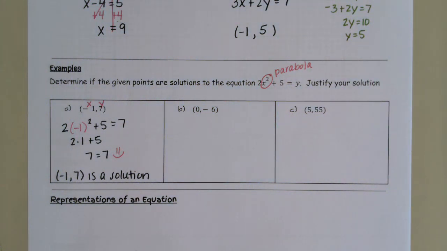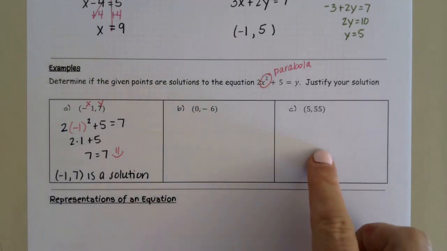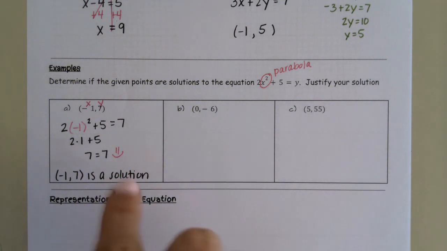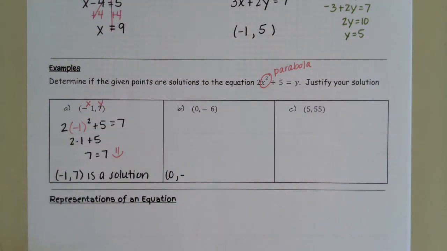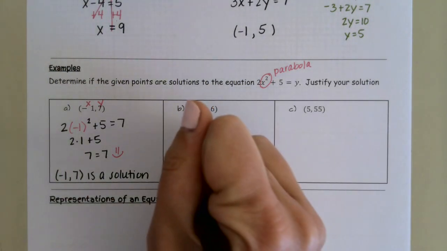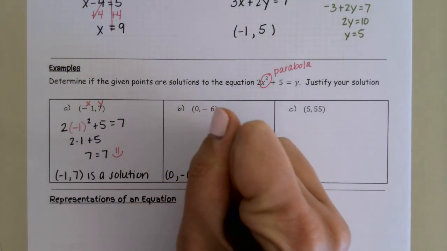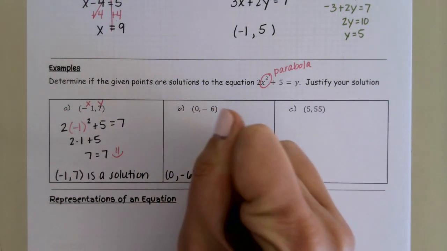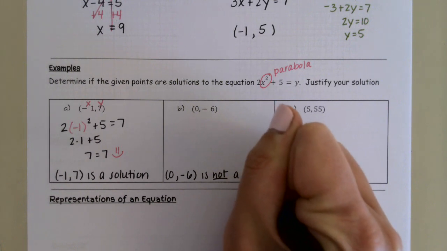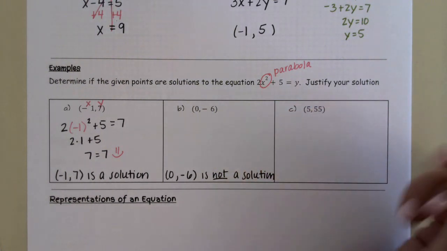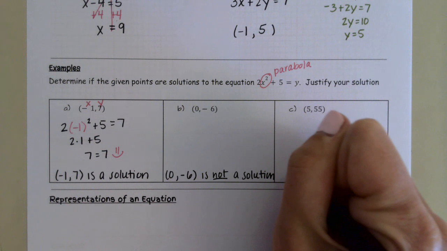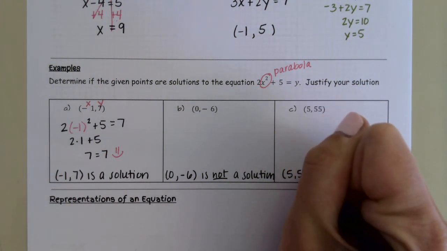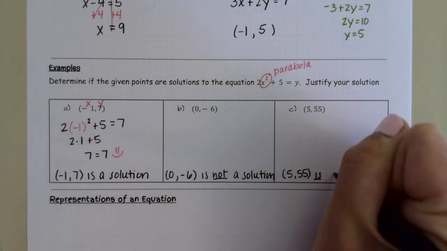Okay, I'm going to ask you to pause the video and go ahead and try B and C and determine if B and C are solutions or not solutions. Okay, you should get the answer 0, negative 6 is not a solution. But 5, 55 is a solution.